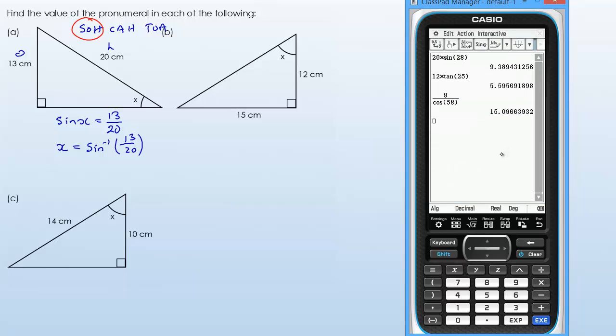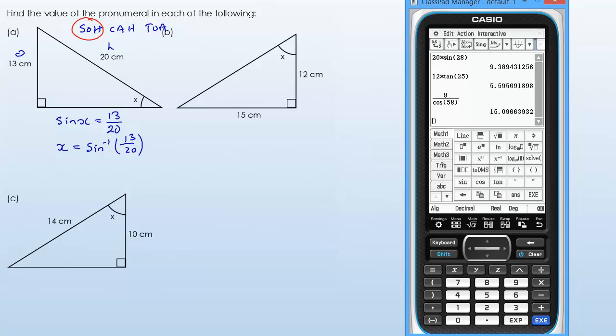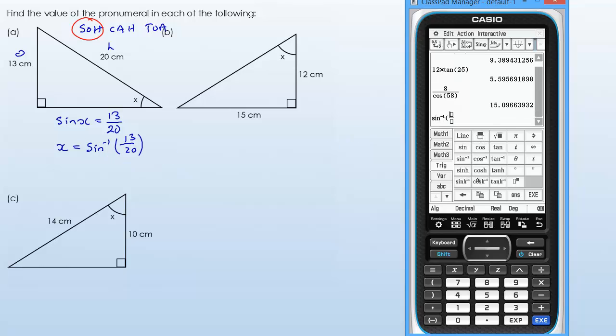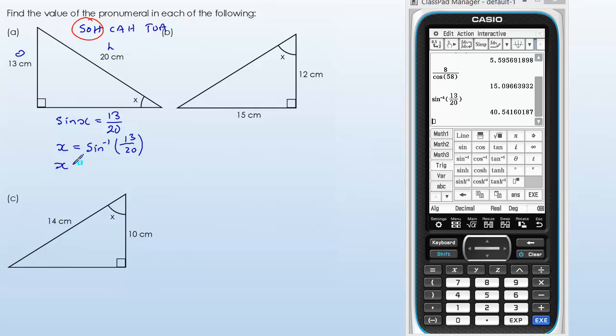If we go back to main, now to find the inverse sine, you have to go to the trig just here, and you type that in. It's exactly like you've written it down, and in fact if you use the fraction template, you can write it down exactly like this, and then we find it's 40.5 degrees, which we give to 1 decimal place.